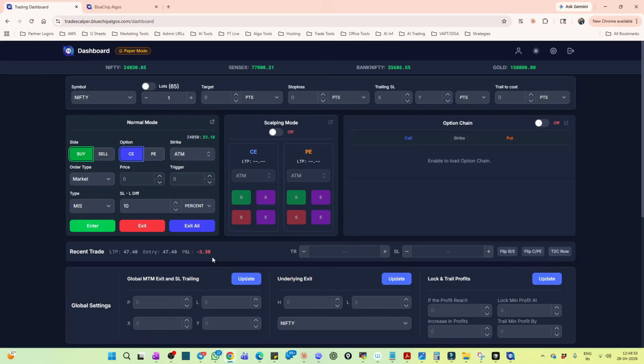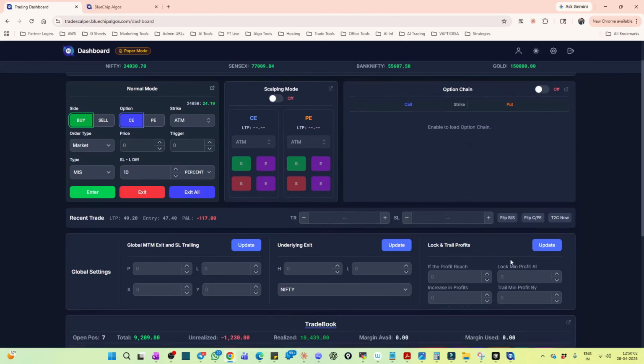Now let's say you observed that you are in profit and you want to trail your stop loss to cost immediately. You don't have to wait for anything. Just click on the T2C now button, and then the stop loss will be trailed to cost immediately. But for this button to work, remember, you have to be in profit. Only when you are in profit can you trail the stop loss to cost, right? So these three are extremely useful, again, if you are a scalper or intraday trader.